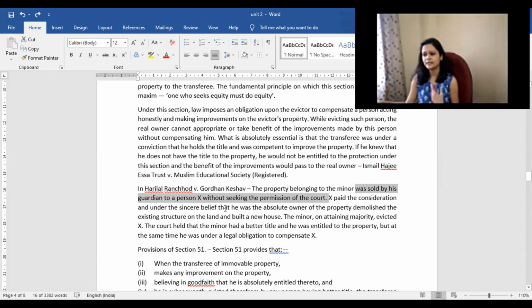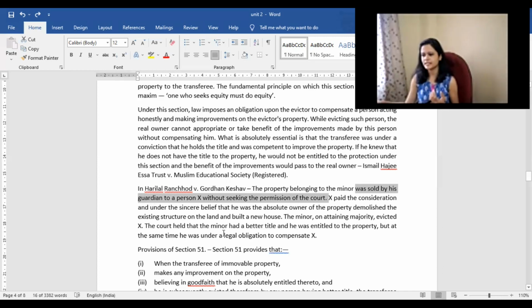Based on that, he thought that, yes, I am the absolute owner of this property. Property has got transferred to me. I paid the consideration and stuff. So what he did is he demolished the existing structure there, and on that land, he constructed a new house also. And during that time, this minor attained majority. So when the minor attains majority, he can take a decision with regard to the properties that belong to him, the contracts that were enforced and other stuff. So the minor said that, I don't approve this sale which was done.